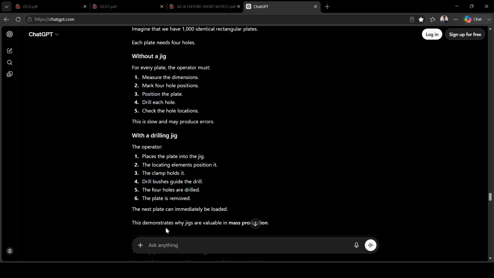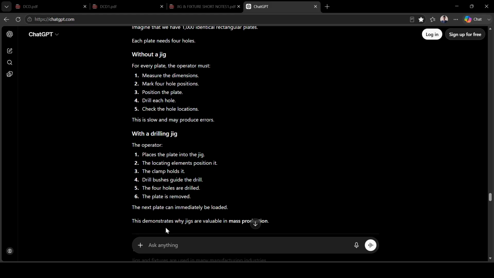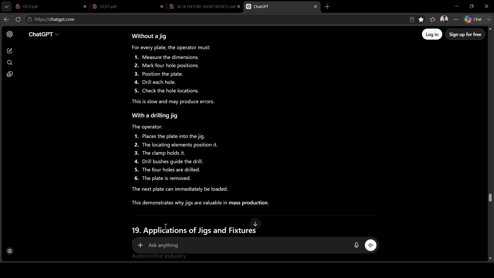With a drilling jig, the operator places the plate into the jig. The locating element positions it. The clamp holds it. Drill bushes guide the drill. The 4 holes are drilled. The plate is removed and the next plate can immediately be loaded. This demonstrates why jigs are valuable in mass production.